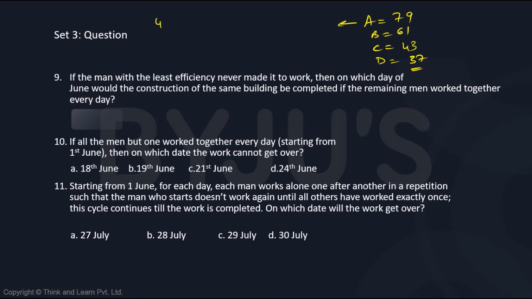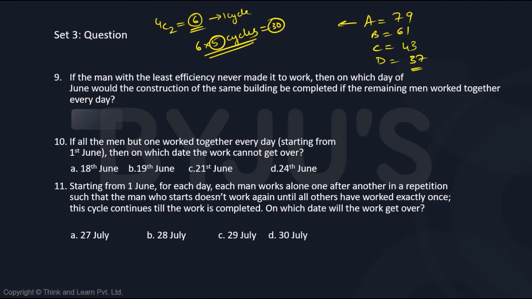There are 4C2 pairs, which is 6 pairs. So this is one cycle. And 6 into 5 cycles, so there are totally 5 cycles. So that is 30 days. So 5 cycles will continue. In each cycle, each person will be working for 3 days.